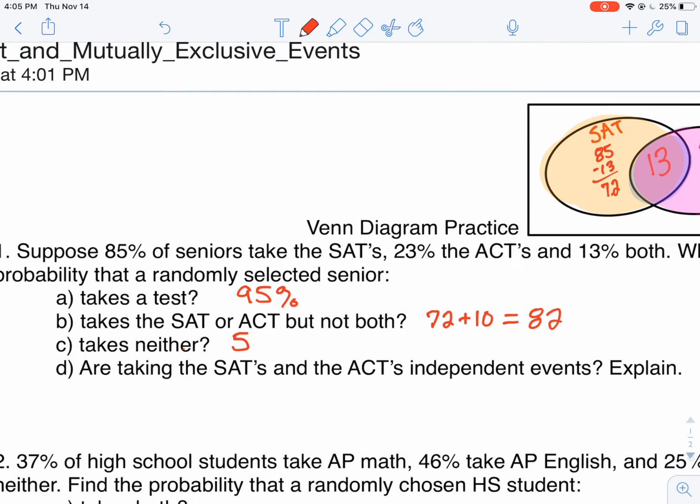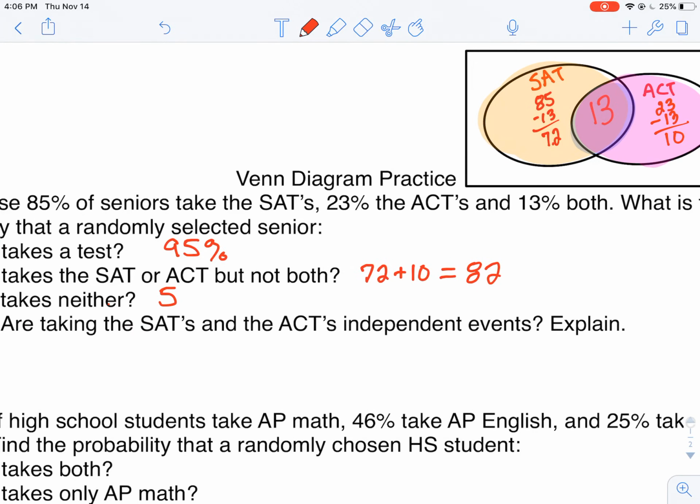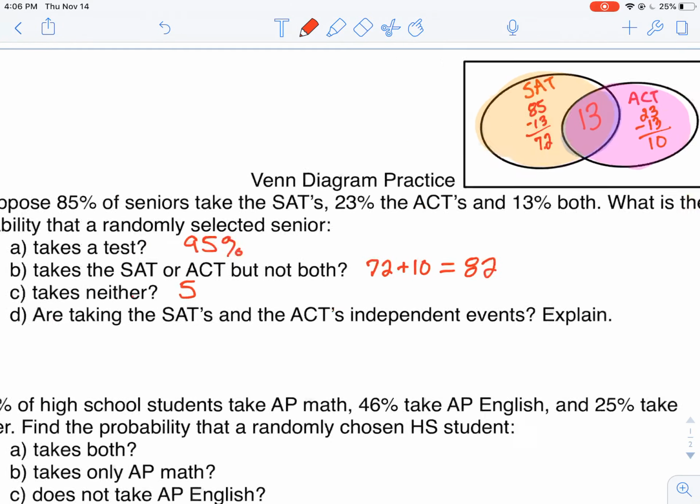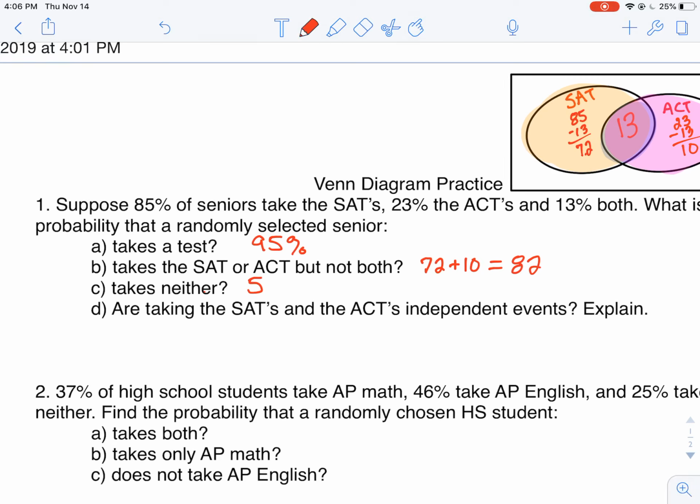Now here's a tough one. Are taking the SATs and the ACTs independent events? Let's see. We can explain this. So let's start with those who took the SATs. Actually, 85% of seniors take the SATs. I'll start with the 85. I had 23 take the ACTs. Now, if they're independent, when I multiply these numbers, I should be getting that 13% in the middle.